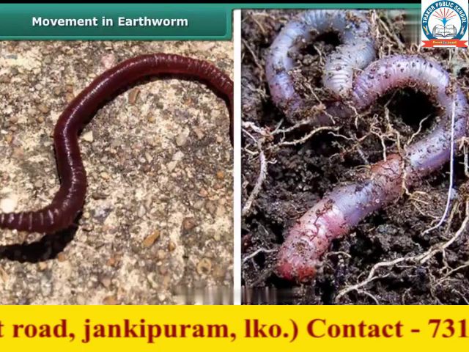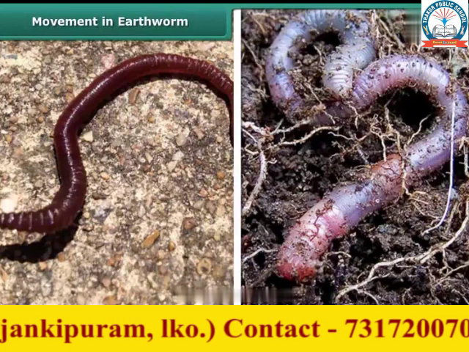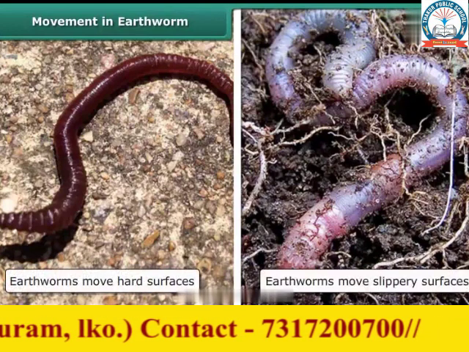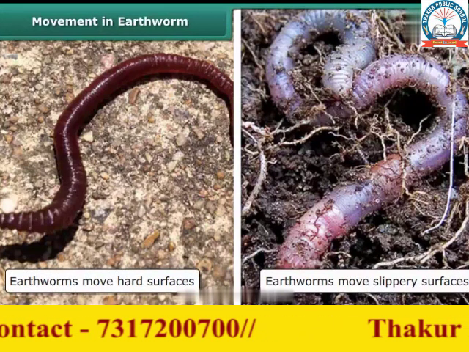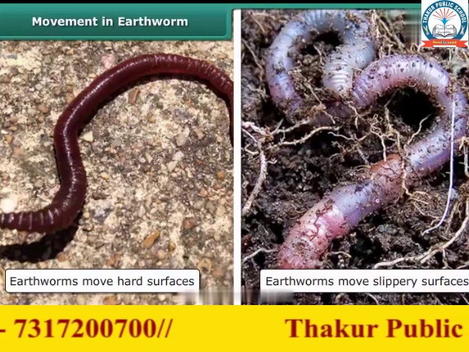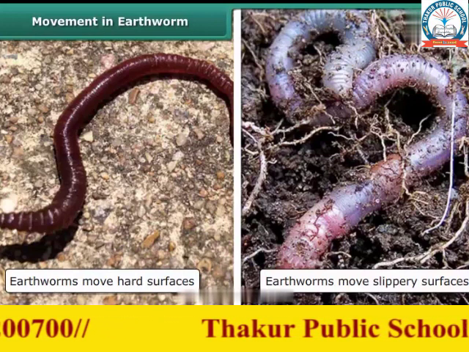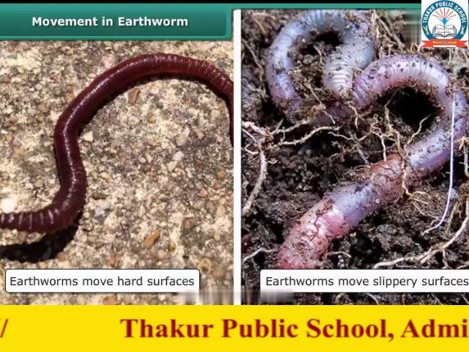Movement in earthworm. Earthworms move easily on hard and slippery surfaces. Earthworms have tiny, stiff hair-like projections called bristles under their body. They grab the soil with the help of these bristles.